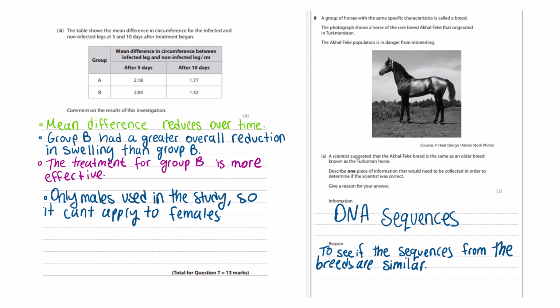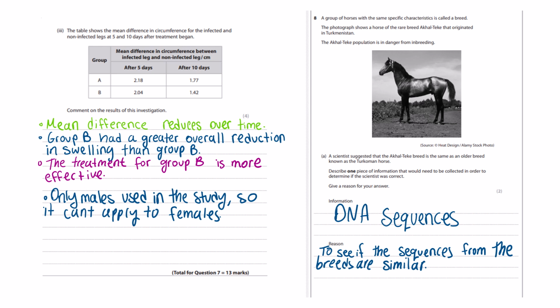Okay, the table shows the mean difference in circumference for the infected and non-infected legs at 5 and 10 days after treatment began. We have group A and group B after 5 days and 10 days. Comment on the results of this investigation.